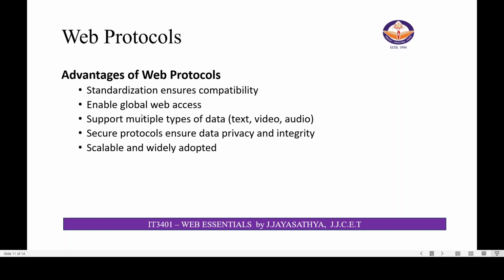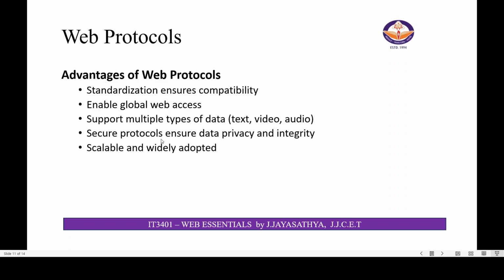So standardization enables global web access. The third one is that it supports multiple types of data, like text, video, and audio. The fourth one is that secure protocols ensure data privacy and integrity. Privacy means only the right people can see it, and integrity means no one can change it. It is essential for online shopping, banking, login forms and any sensitive information.